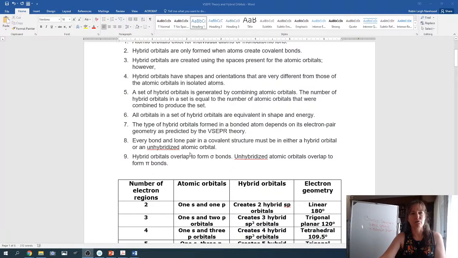Hybrid orbitals overlap to form sigma bonds. Unhybridized atomic orbitals overlap to form pi bonds. So anything that has a double bond or a triple bond, there's one bond between the atoms, that is the sigma bond. Any additional bonds, the second or third bond between the same two atoms, would be created using atomic orbitals that haven't changed, and those bonds are called pi bonds.